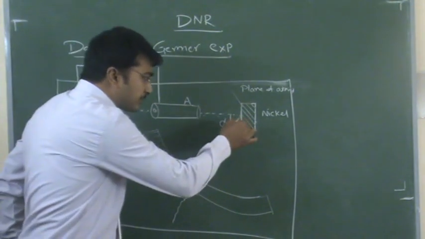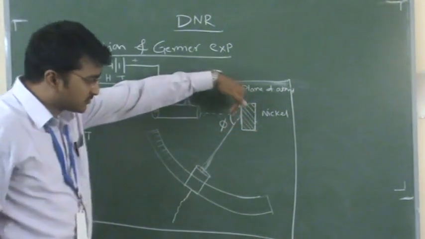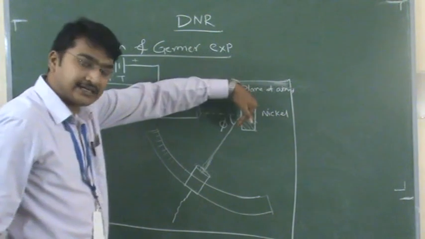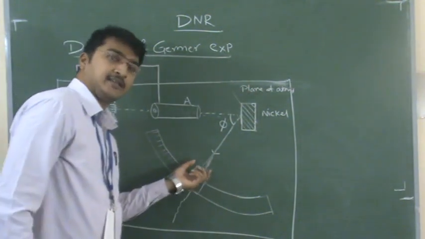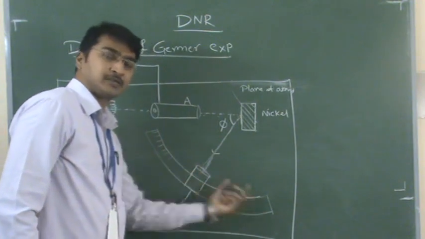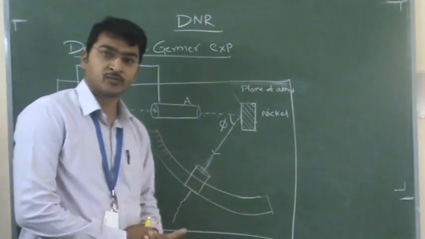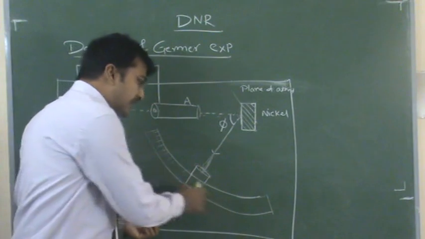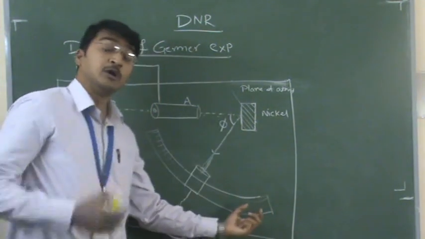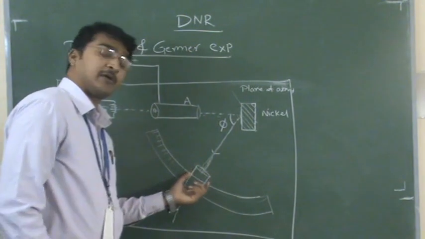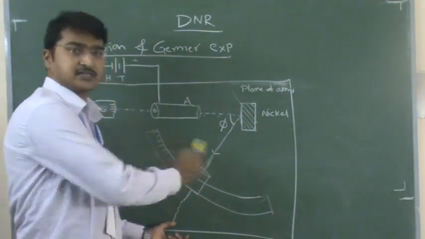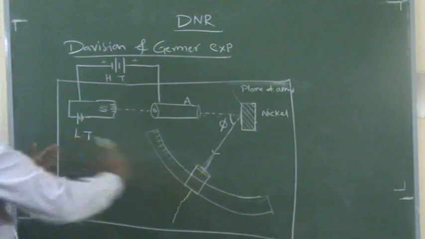So it is like a particular beam of electrons. The scattered or reflected beam of electrons is incident on the microscope, which is placed on a movable scale. This scale is used to measure the angle, and to find out the intensity we are using the microscope, which is connected to the external circuit. Okay, so this is the experiment.